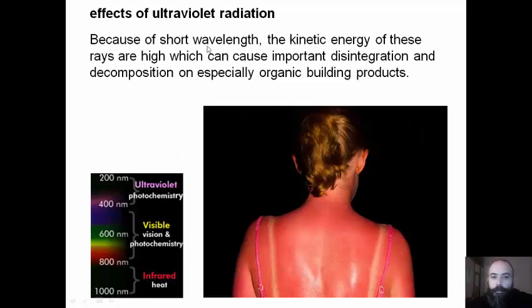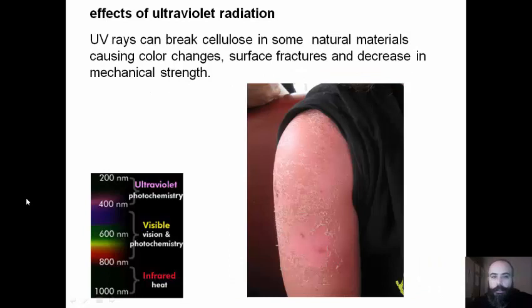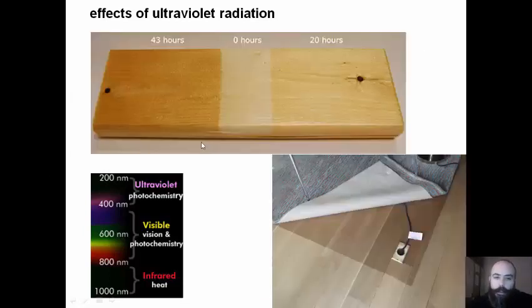Because of the short wavelength of ultraviolet radiation, the kinetic energy of these rays is high, which can cause important disintegration and decomposition especially on organic building products. Ultraviolet rays can break cellulose in some natural materials, causing color changes, surface fractures, and decreases in mechanical strength.